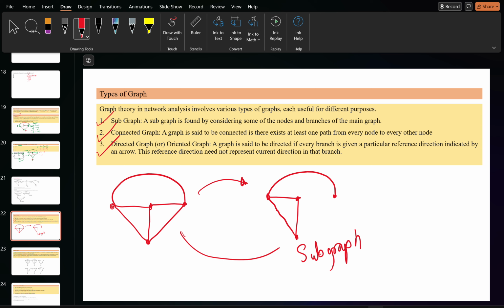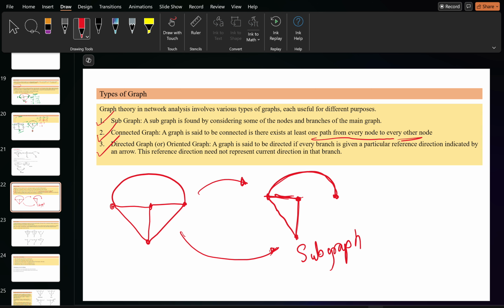Okay. Subgraph is a part of the graph, but not having an equal number of nodes or an equal number of branches. But it is a part of that. It is being formed from that graph itself. So that is why it is called a subgraph. Okay. At least one path from each node to every other node. Okay. So here also, each path connecting the nodes, at least one. You can have two as well. So a tree is also a part of it. It can be called a subgraph.